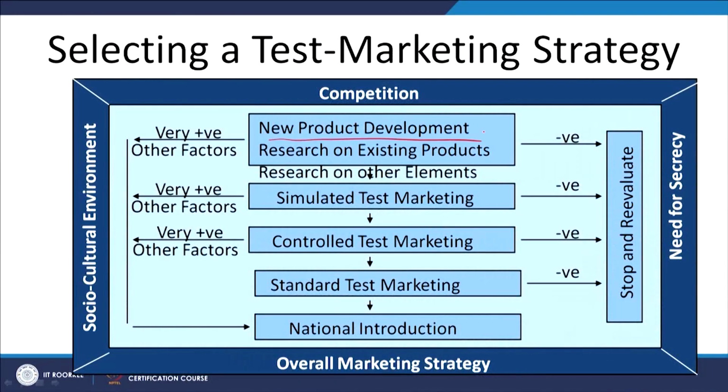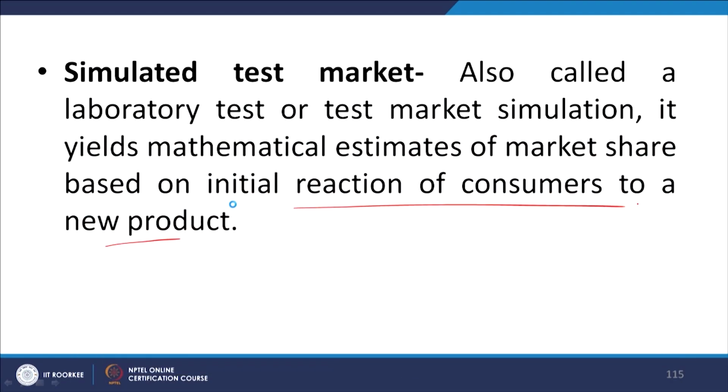So, let us see how it looks. First, new product development or research on existing products is going on. The first stage is to create a simulated test market. What is the simulated test market? We just said it is a laboratory or test market simulation, where you try to see mathematically how the consumers are reacting, and as per the reaction, what the future sales or demand should be.